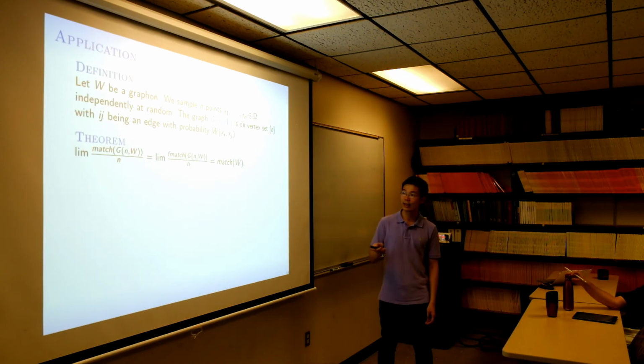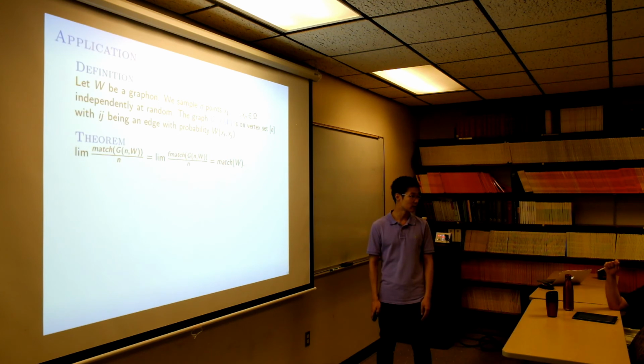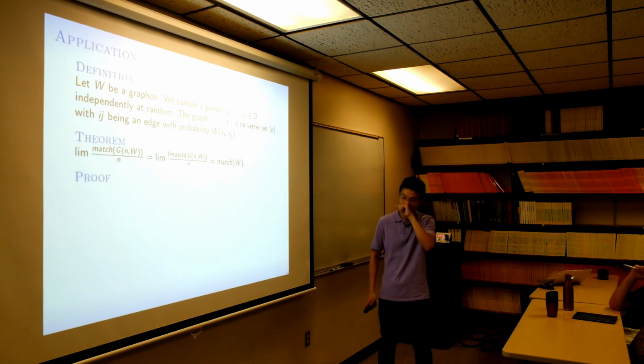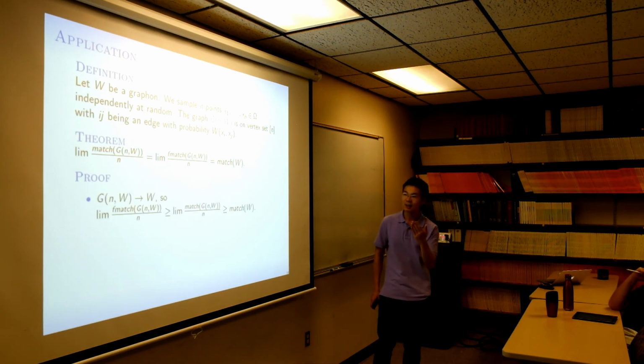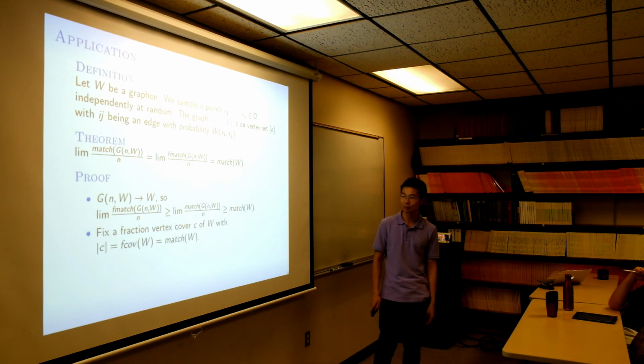And then we can prove that equality holds for the limit. If you look at this sequence of graphs coming from the graphon, it converges to W, and the fractional matching number also converges to the matching number of W. The proof is actually quite short, so I should have enough time to cover it. By the theorem, we already have one side, so you only need to prove the other side. And we will use the cover number to prove it.